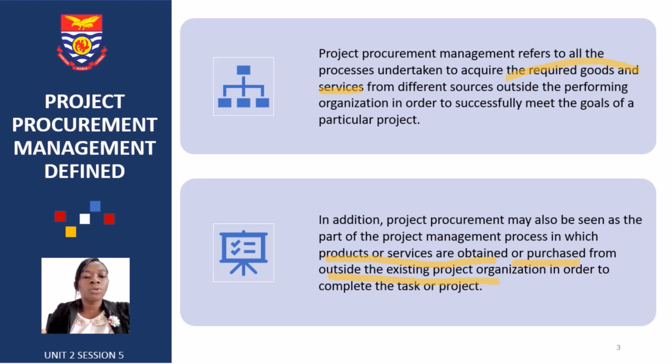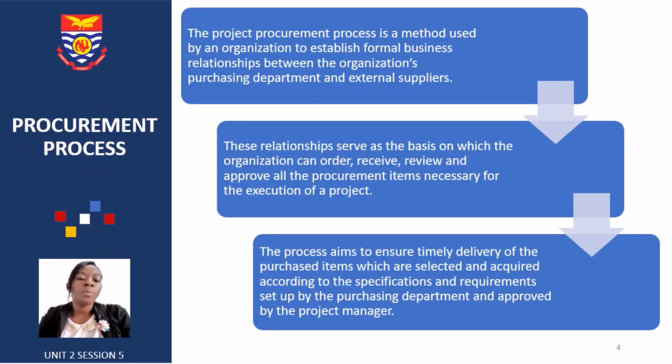So the equipment and all those resources we made mention of, we need to get them from somewhere. And it could be one source, it could be single sourcing, it could be multiple sourcing, and all those issues come in as well. So when we're looking at project procurement, we are looking at the method used by the organization to establish a formal business relationship with our organization's purchasing department and external suppliers.